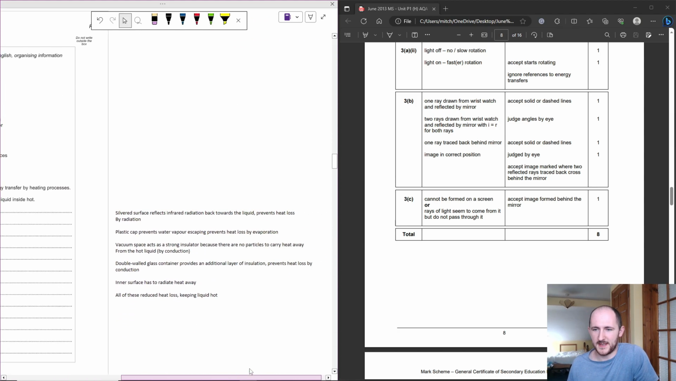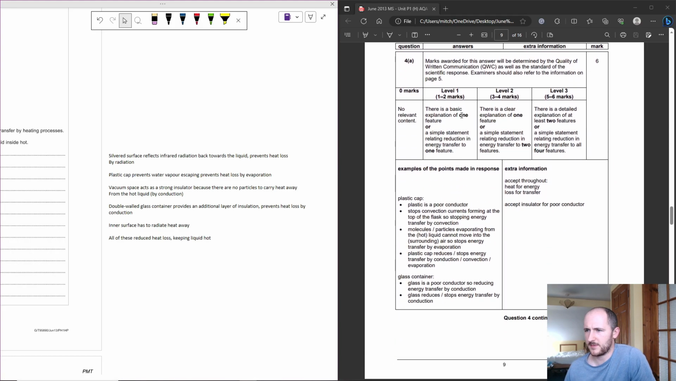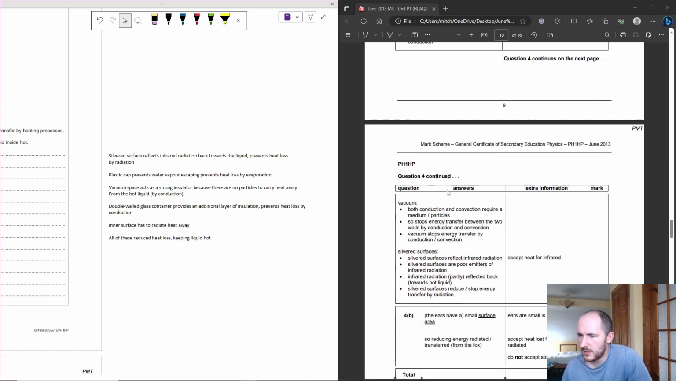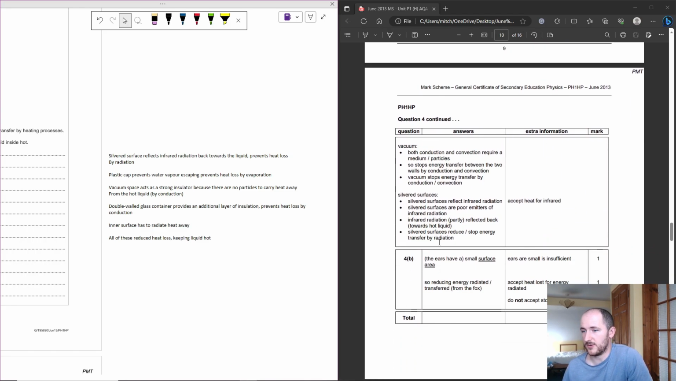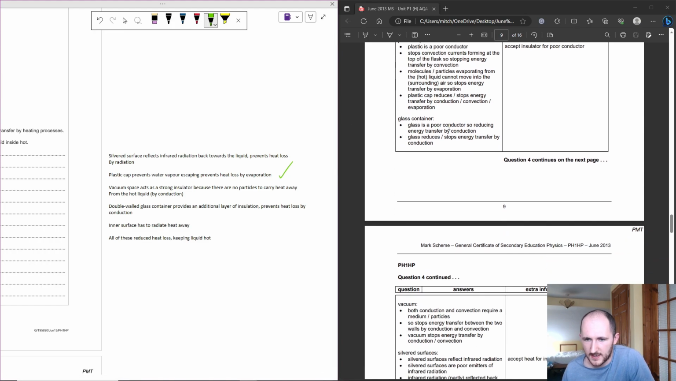Alright, then this one is 6 marks. So I think you do get quality of written communication. Yeah, this is kind of annoying. But, wow. Oh my lord. Okie dokie. So, plastic cap prevents convection currents. Okay, I didn't say that. Prevents molecules evaporating, though. I did write that. Alright, glass container. Glass is a poor conductor. I'm pretty sure I said that. No, I didn't. Shoot.